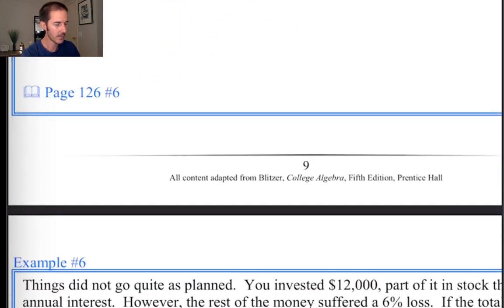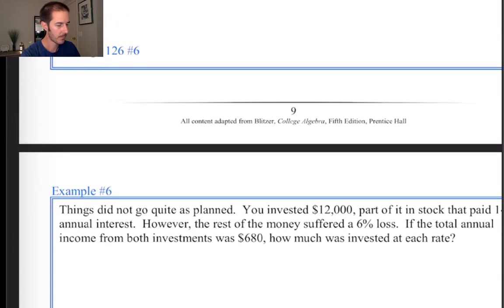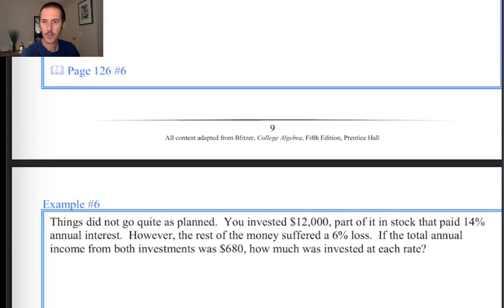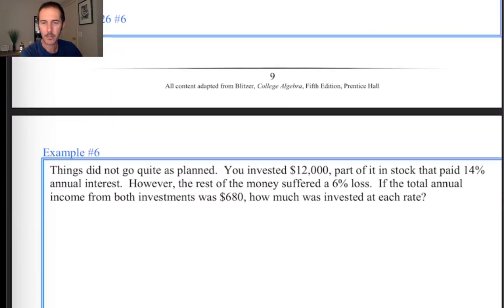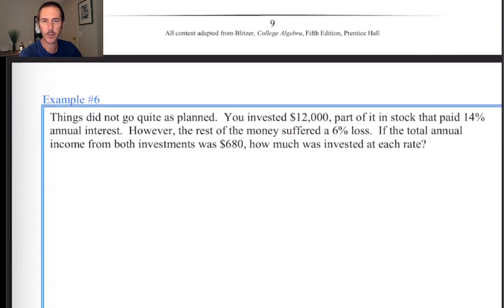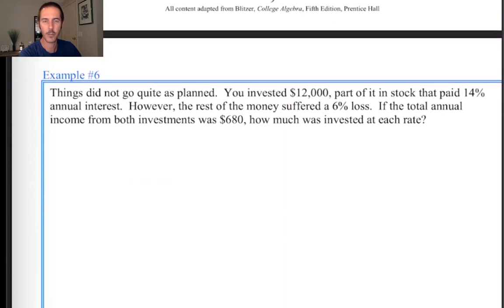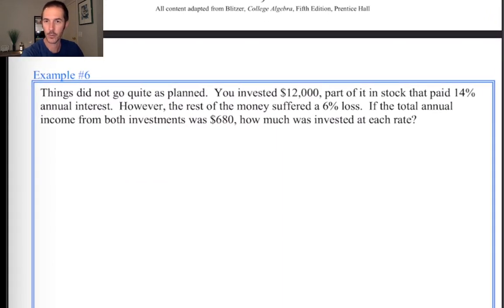Let's take a look at this next question. Things did not go quite as planned. You invested $12,000, part of it in a stock that paid 14%. Sounds pretty good so far. The rest of the money suffered a loss of 6%. If the total income from both investments was $680, how much was invested at each interest rate?